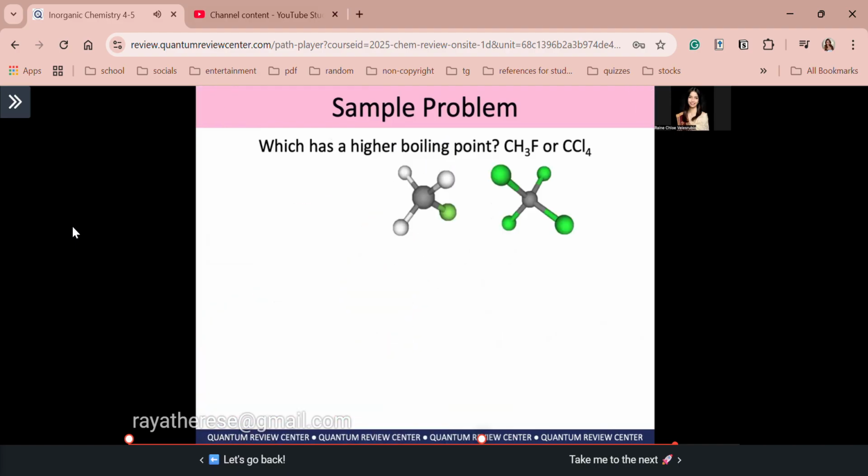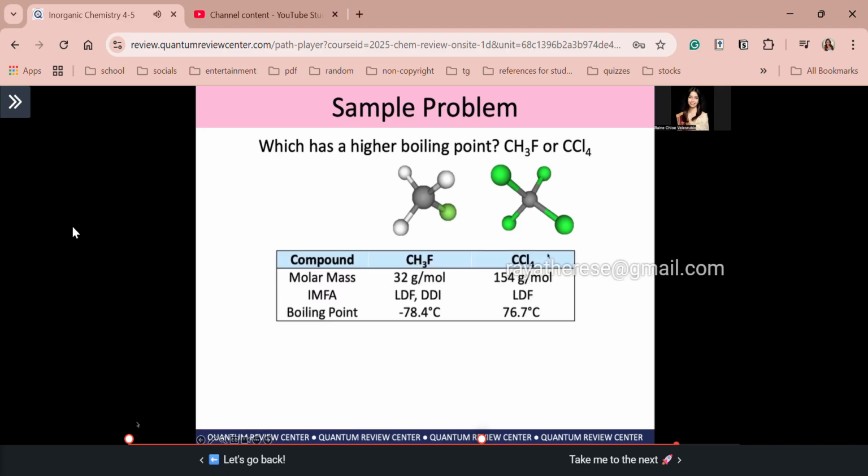Now, let's try to answer this sample problem. Okay guys, try to answer it first. Let's compare methyl fluoride and carbon tetrachloride. Which has a higher boiling point? We know, guys, that methyl fluoride is polar, while carbon tetrachloride is non-polar.